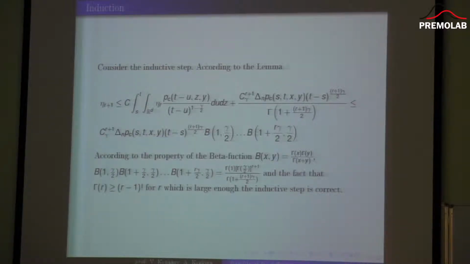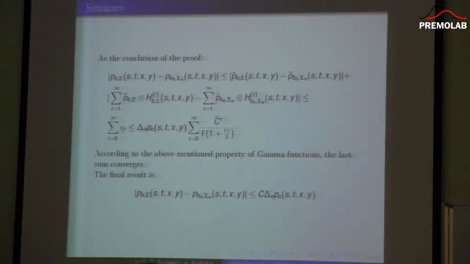That eta r plus 1 could be estimated as eta r convoluted with this function. Actually, it's an estimation for the h function, the kernel function, plus that term. Actually it can be computed to be less than this, and this is the proof of the inductive step. We used the properties of the beta function and gamma function. And in the end, as the conclusion of the proof, let us return to our basic problem.